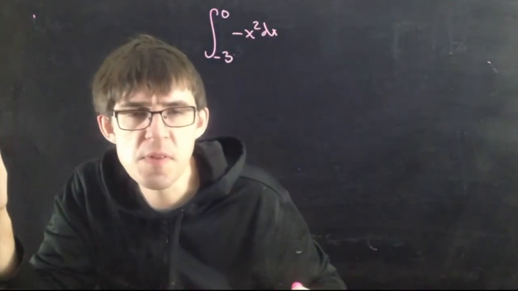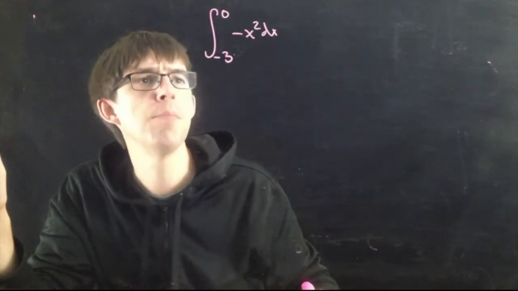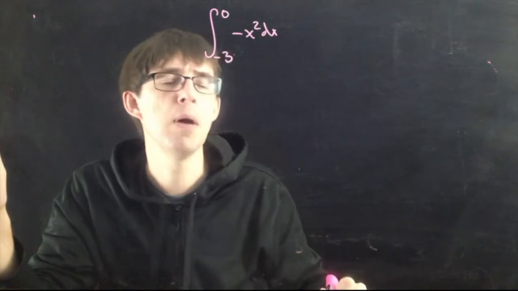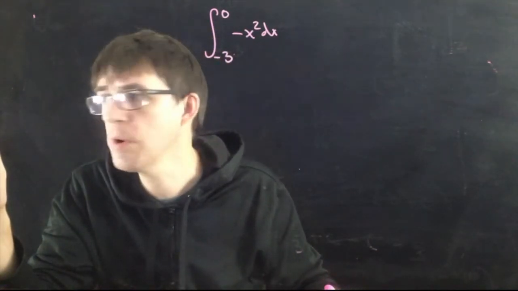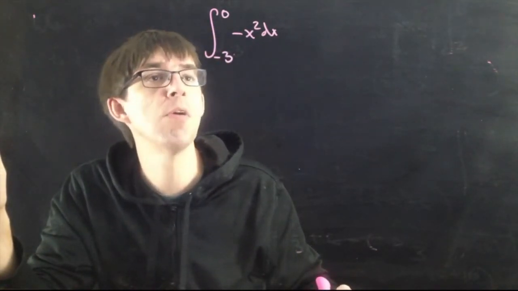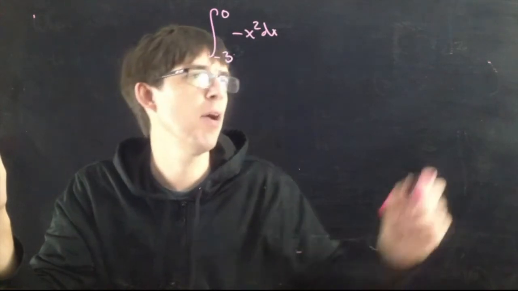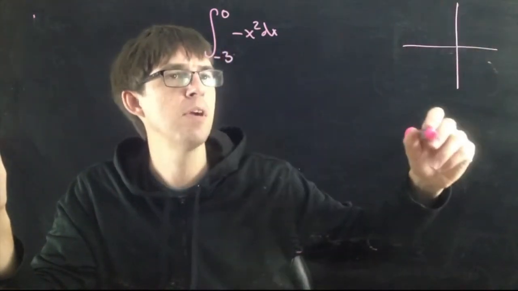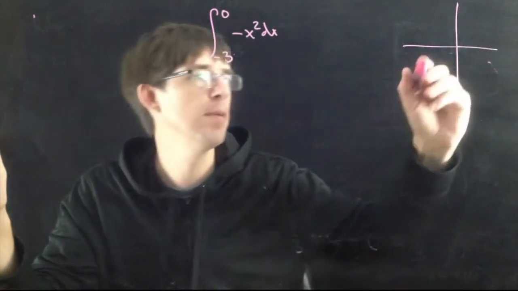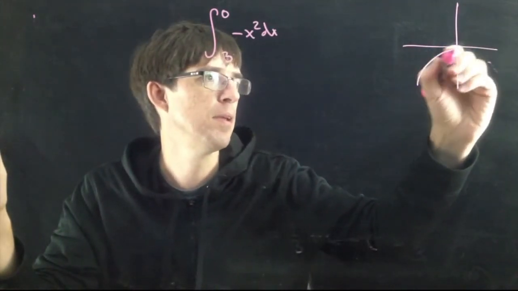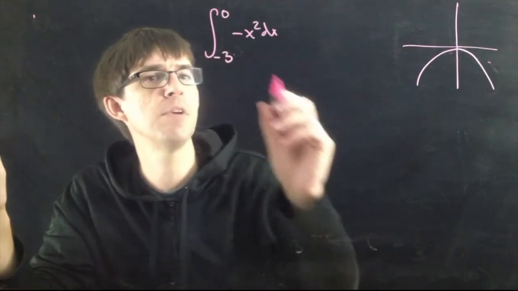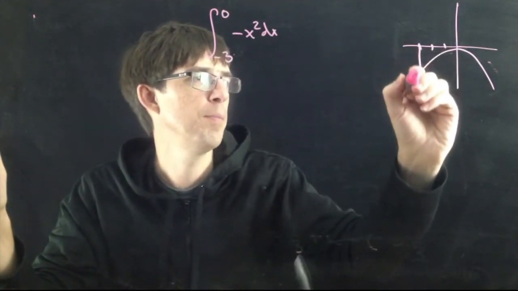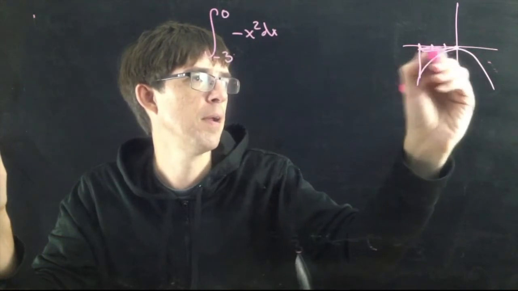One more example. This is not really any more difficult, but just to demonstrate a particular point about how the definite integral works. The integral from minus 3 to 0 of minus x squared dx. Now on a graph, x squared is the usual parabola going up. Minus x squared would be the upside down version of that. So this is minus x squared, and I'm looking at the area from minus 3 to 0. So it would be this area right here.